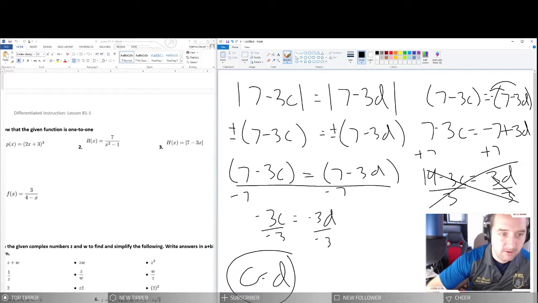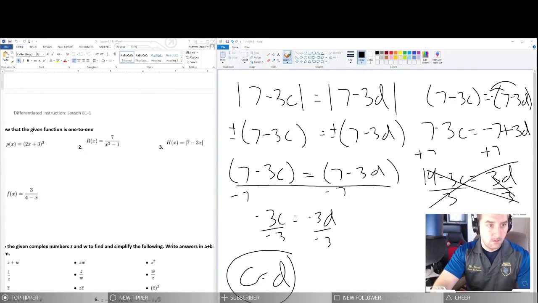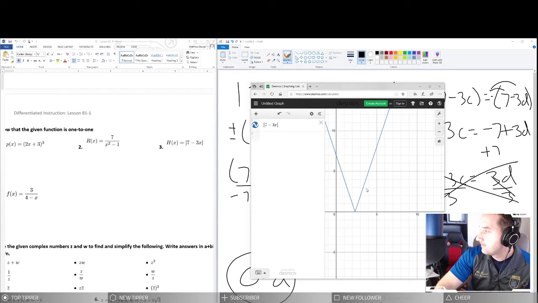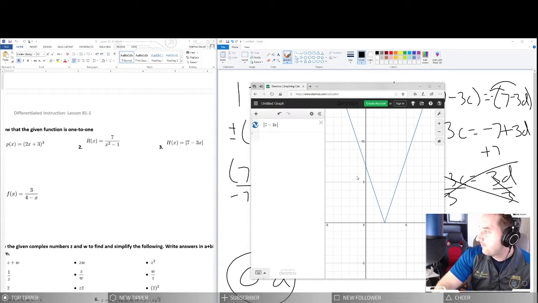Let's look at that in a calculator. The absolute value of 7 minus 3x. So take a look. See, that fails the horizontal line test. If you were to draw a horizontal line, it's going to hit there, and it's going to hit there. So because it's going to fail the horizontal line test, it's not going to be 1-to-1.